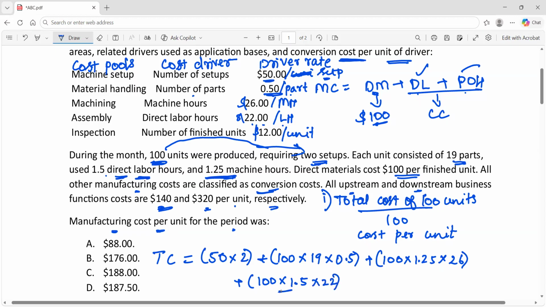So I think this is the direct labor cost. Everything else is your production overheads. So setup, material handling, machining, and inspection: these are all your overhead costs, whereas this is your direct labor cost itself.